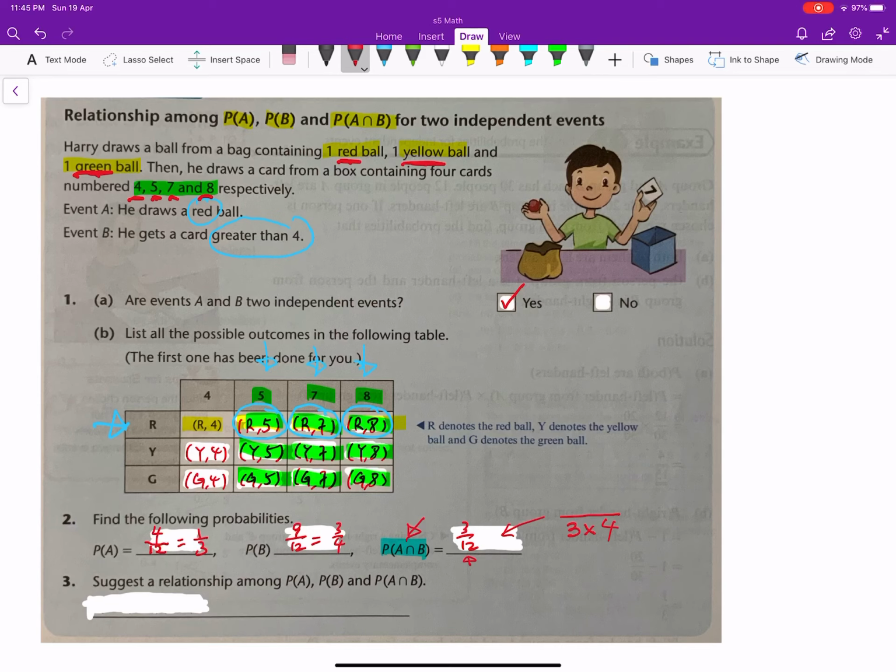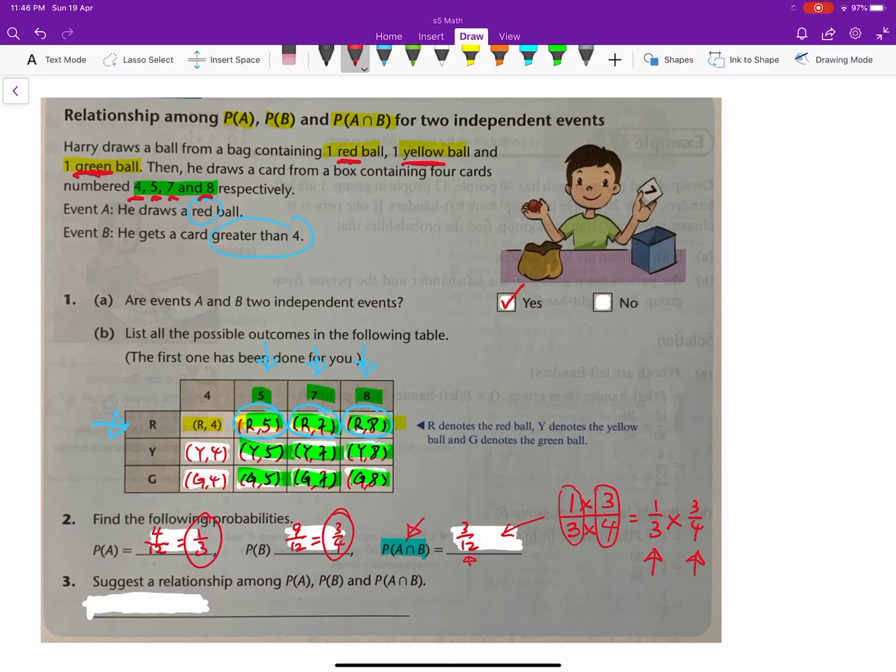A and B means red. So you can only take a red ball, right? So red ball, you get 1. How about the second step? Greater than 4, you get 5, 7, and 8. So you get 3 possible outcomes, right? So actually, if they are independent, you will find you can just split this into 2 fractions. You will find this 1/3 and 3/4, and the 4 is exactly this 2.